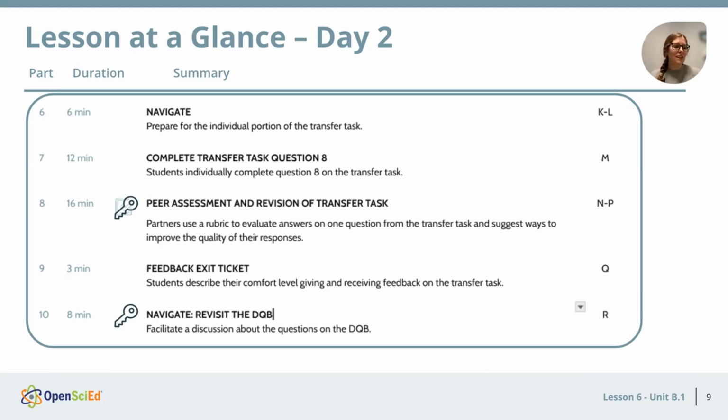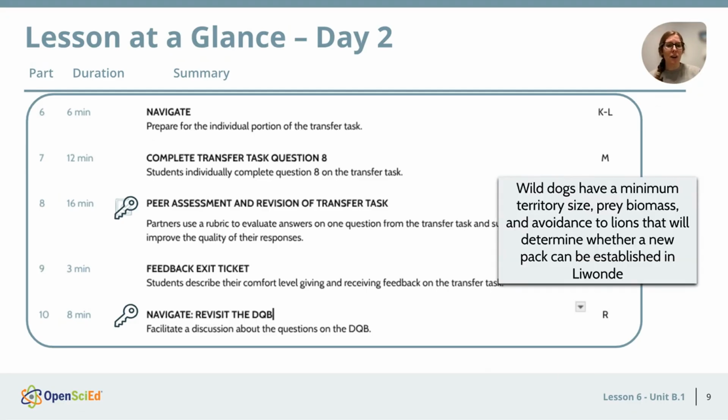In sense-making loop 2, the students are going to be answering question 8 of the transfer task and completing a peer assessment. They're going to figure out that wild dogs have a minimum territory size, prey biomass, and avoidance to lions that will determine whether a new pack can be established. And then the students wonder, well, what else is the role of predators in the Serengeti? And they'll be investigating that in the future lessons.